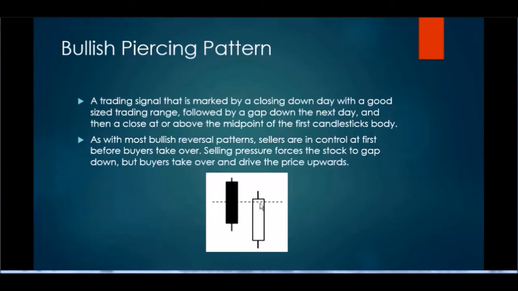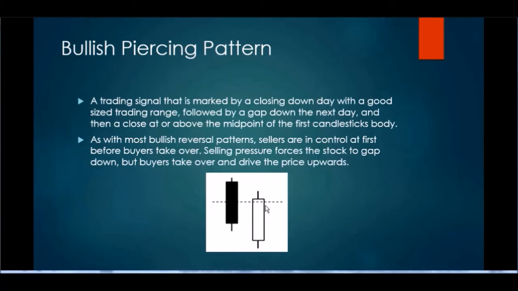So we don't quite get a bullish engulfing, which is a much more powerful reversal signal, but we have somewhat of a situation where buyers are taking back pressure or taking back momentum from the sellers. So this is a moderate reversal signal. It's not as good as the bullish engulfing, but it's another one to use as confirmation.